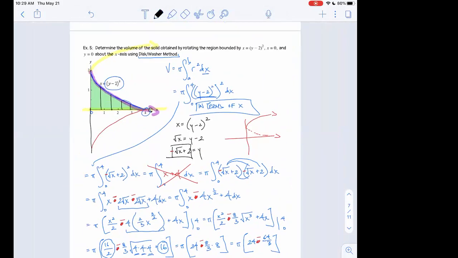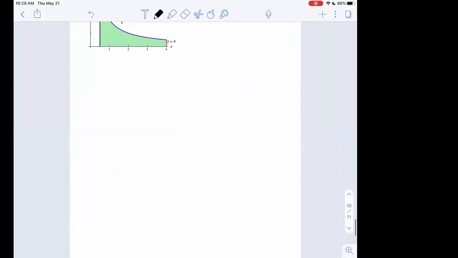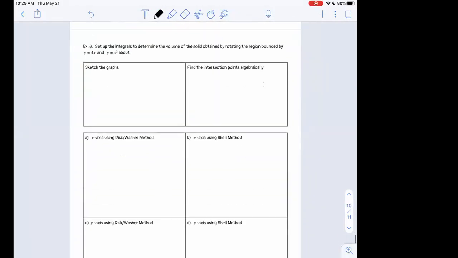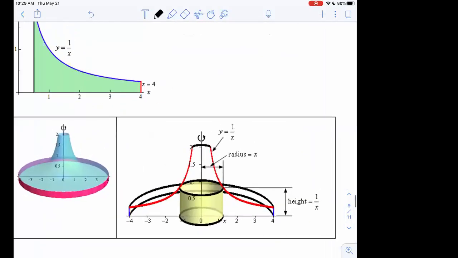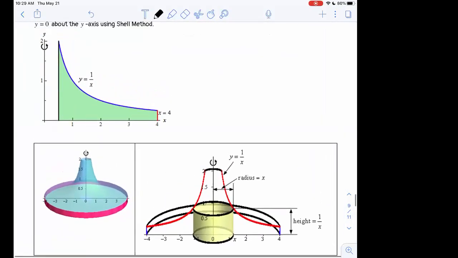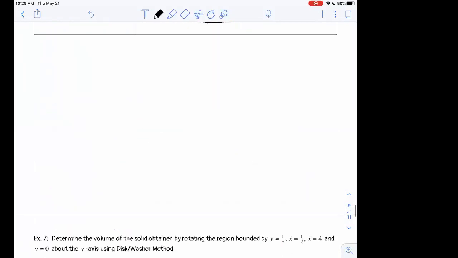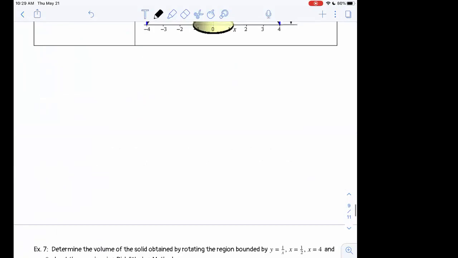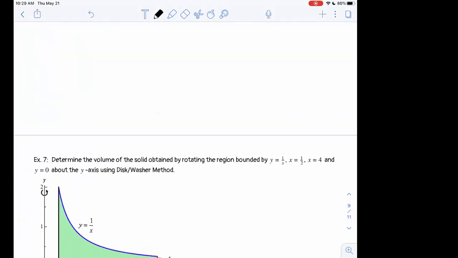So we've taken a look at a few examples. We've got a few more to take a look at. And so let's take a break right now. It is 10:30. So let's be back at 10:40. And then when we come back, we'll finish up example 6 and 7, which are, again, this idea of shell versus disc and washer. So same problem, but using two different methods.